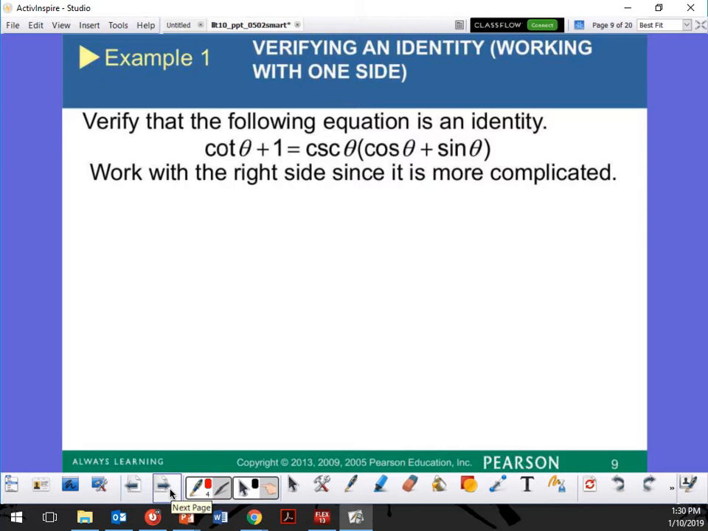Okay, let's translate this first from trigonometry to algebra. So if we're going from trigonometry to algebra, what is cotangent theta plus 1? x over y, plus 1, right? And that is supposed to be equal to, what is cosecant? 1 over y, very good. Parentheses. Cosine is? x over 1, very good, plus, what sine? y over 1. And we can replace that with 1, right?